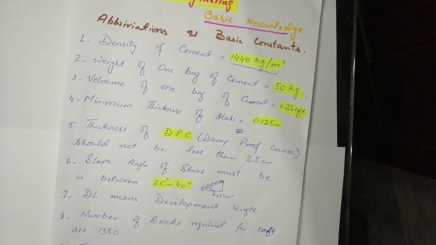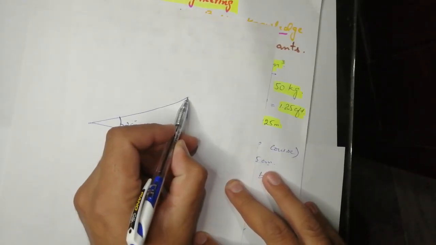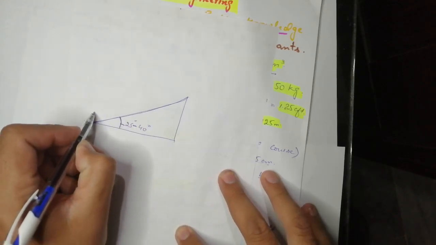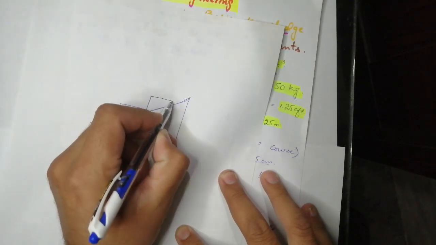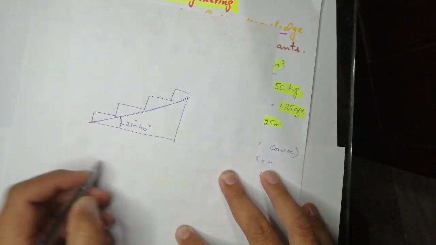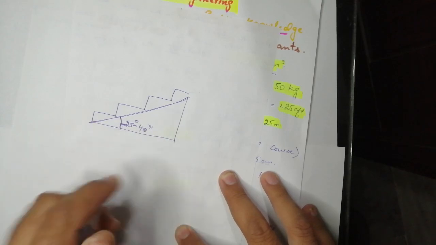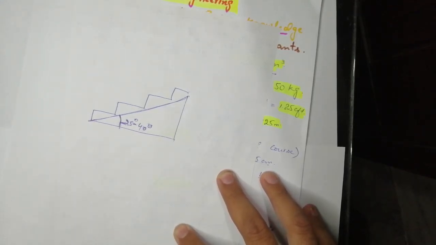So here I will describe. This is our slope side, and here we will make the steps and so on. That angle must be in between 25 to 40 degrees.